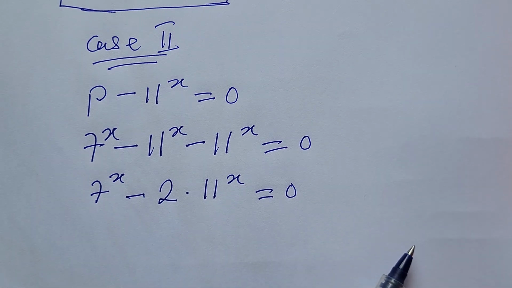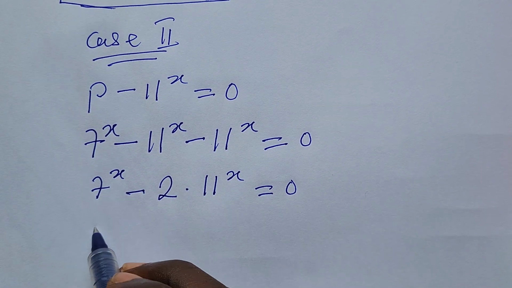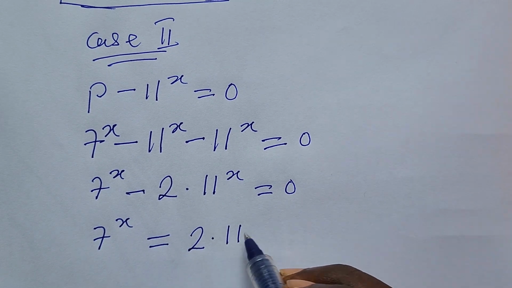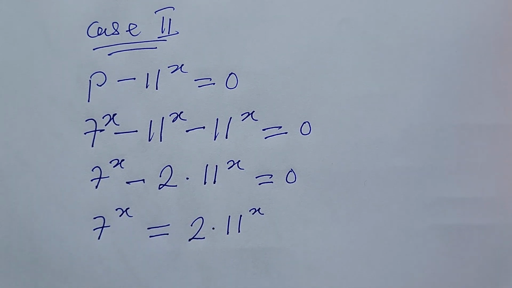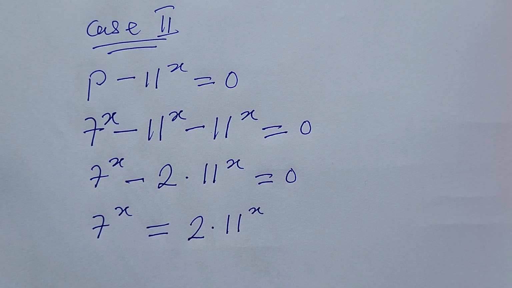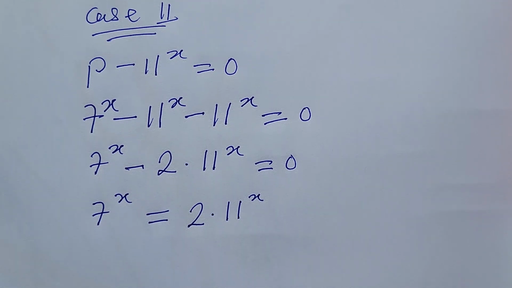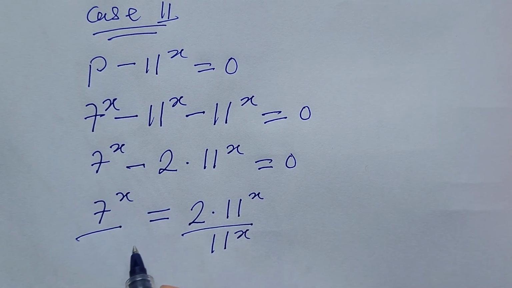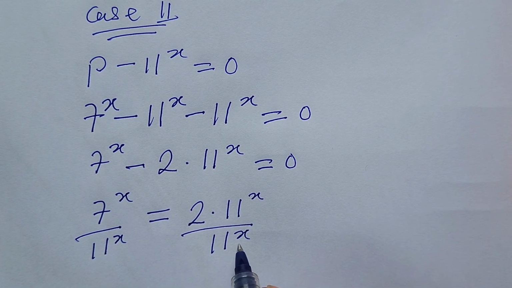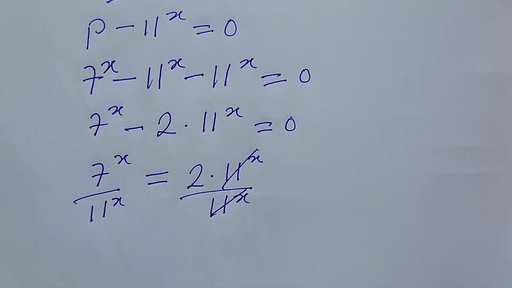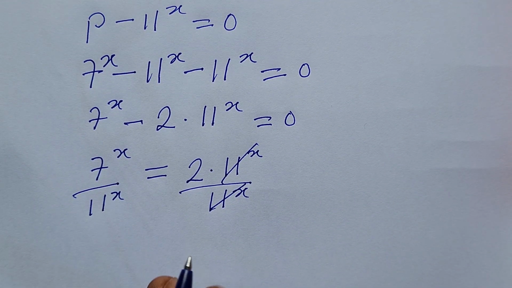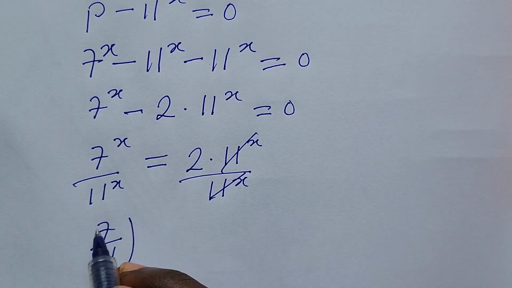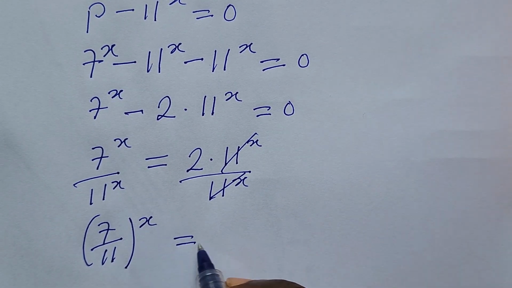Again, we move this to the other side of the equation, right? So this is going to give us 7 to the power of x is equal to 2 times 11 to the power of x. So what do we do at this point? It is easy. We divide by 11 to the power of x. So this will now be this all over this, and again we have this all over this. So this will leave the system. Then here we rewrite this to give us 7 over 11, all raised to the power of x, equal to 2.